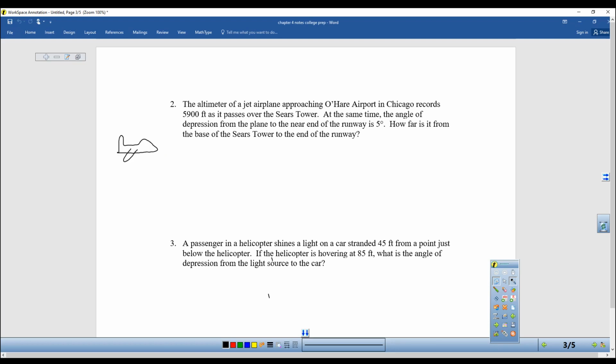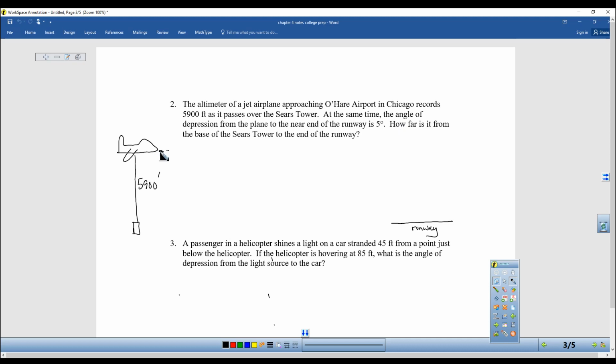Don't laugh at my drawings. Here we've got the Sears Tower, and the plane is going to go to a runway at O'Hare. So right here, he is 5,900 feet in the sky as he passes over the tower.